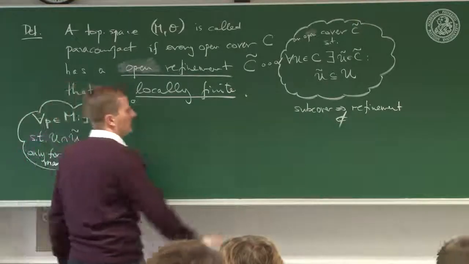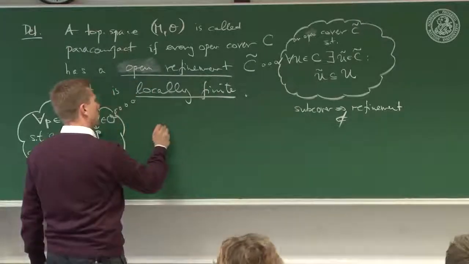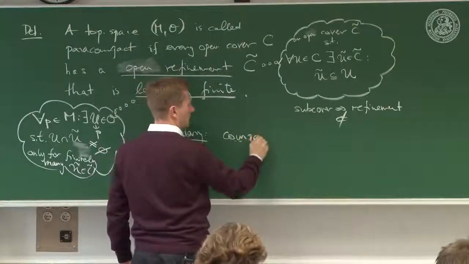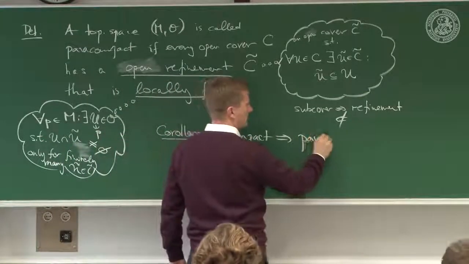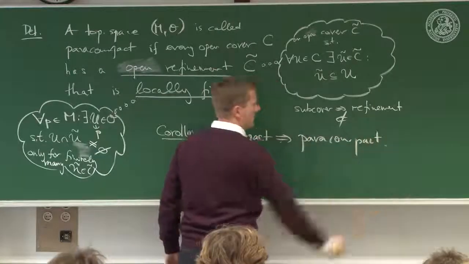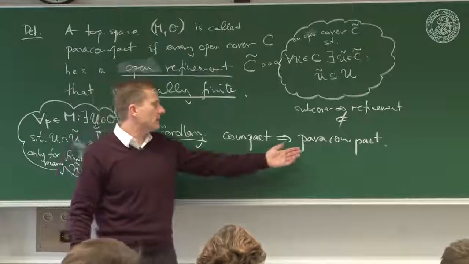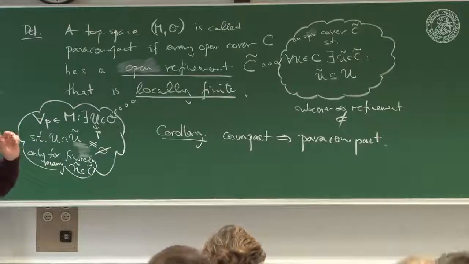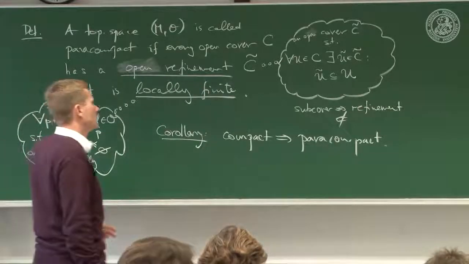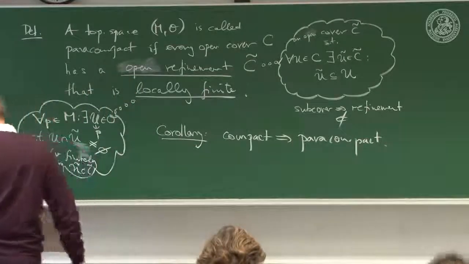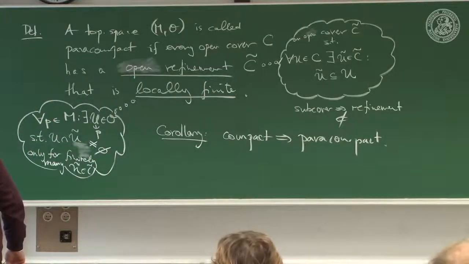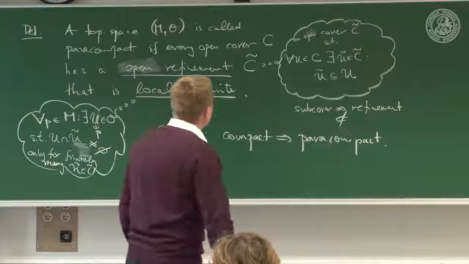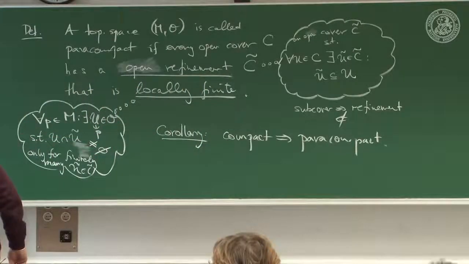Now, essentially from here, you have the immediate corollary that compact implies paracompact. So my assertion that paracompactness is a weaker notion than compactness is shown this way. Compact implies paracompact.